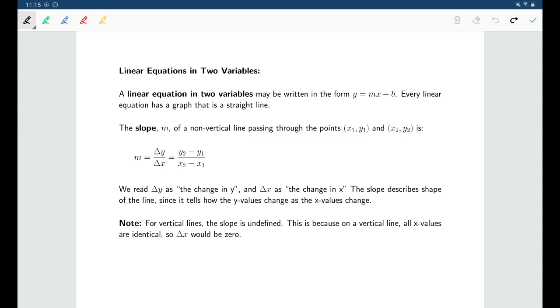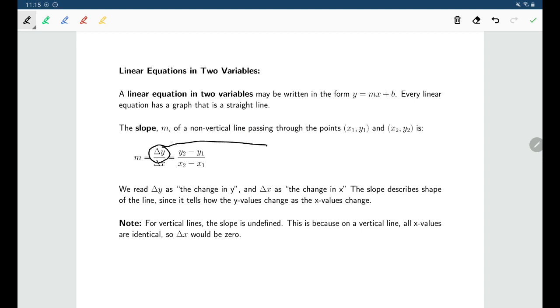Now, we only have slope defined for non-vertical lines. For vertical lines, the slopes are undefined. So for a vertical line, if somebody were to ask what is the slope, the answer is undefined. But for any other line, horizontal or slanted, we find the slope by looking at the change in the y values divided by the change in the x values.